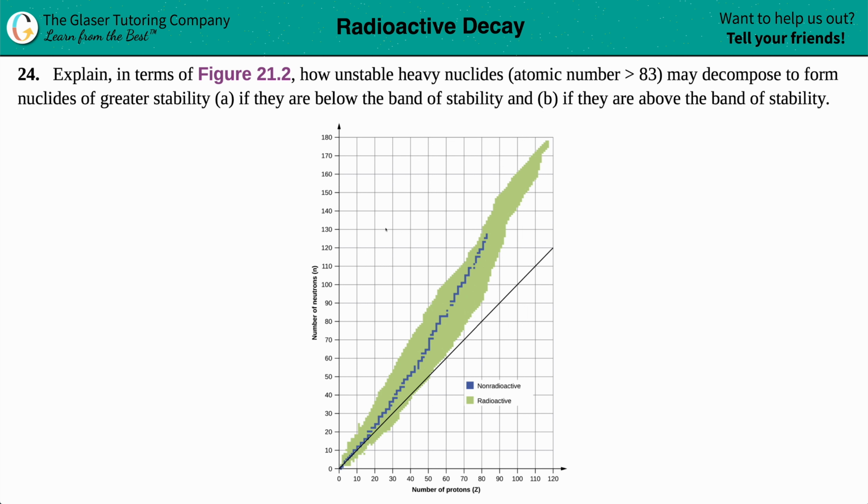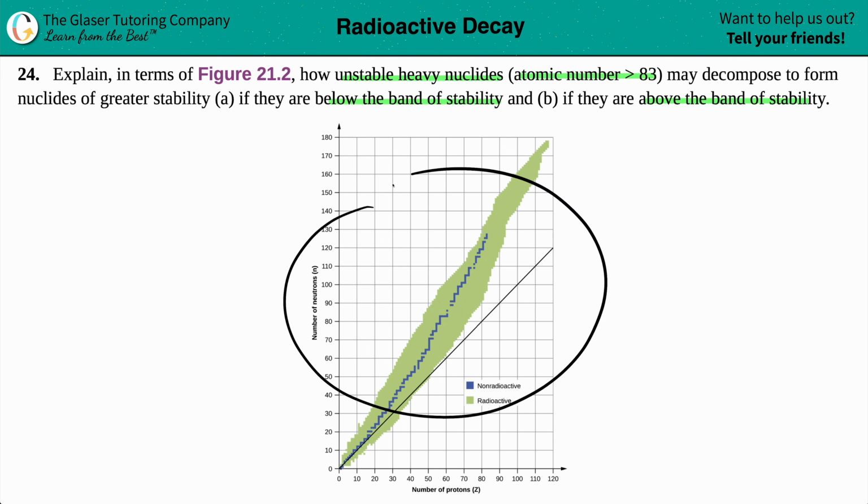Number 24. Explain in terms of figure 21.2 how unstable heavy nuclides, which have an atomic number of greater than 83, may decompose to form nuclides of greater stability if A, they are below the band of stability, and B, if they are above the band of stability. Okay, so here is that figure 21.2.